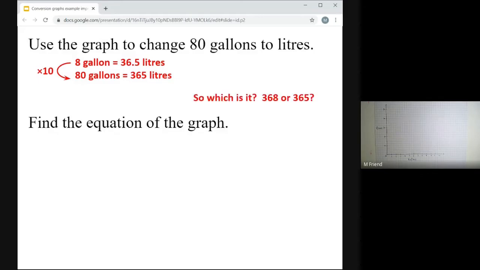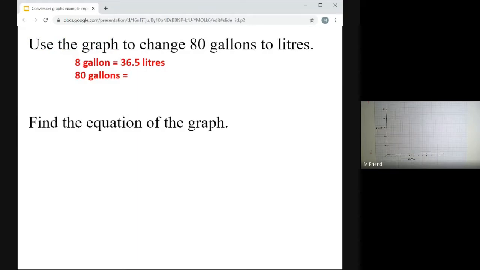So which is it? Is it 368? Is it 365? Is it somewhere in between? Is it the average? It doesn't matter. Okay, it's only an estimate. We don't have to be perfect with the graph. We just have to read as close as we can. And as long as it's clear to the person who's looking at your work that you've used the graph in order to do this question, then you're going to score marks. 365 is fine, 368 is fine, but you have to have used the graph.